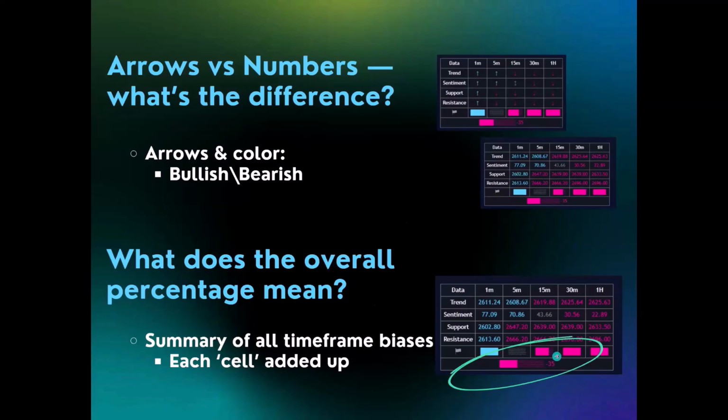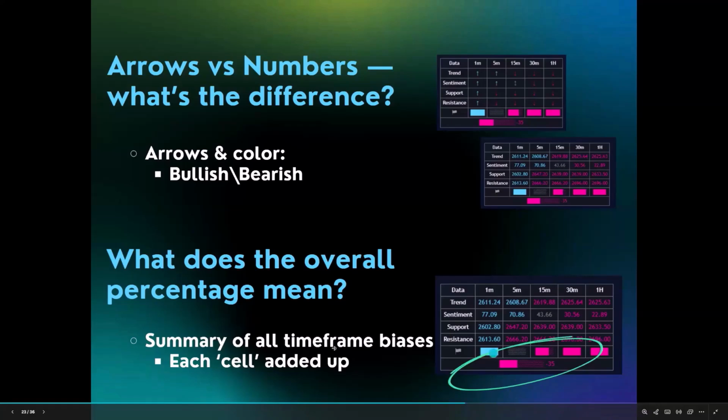So what does the overall percentage mean? Basically, it's just a summary of all of these biases added up to give you an overall score. It's just a very rough reading, and you can use it as a filter, just a quick thing to gauge. It's just a useful feature. And basically what it is, it's all of these values added up. So I'm going to talk about how that's done.